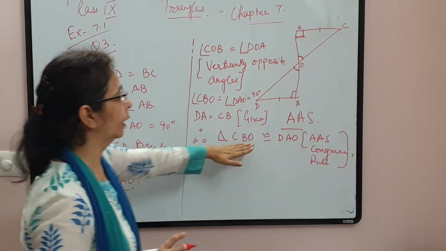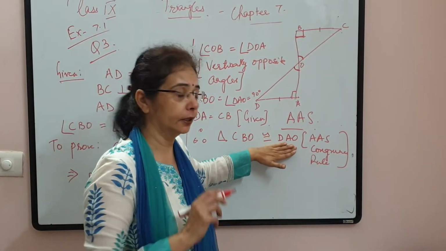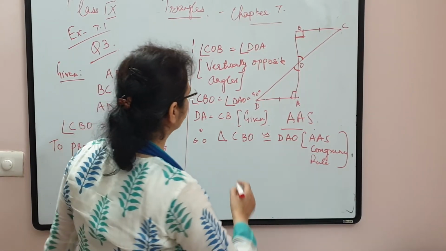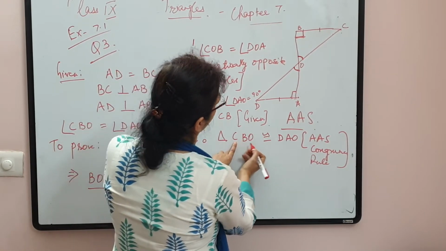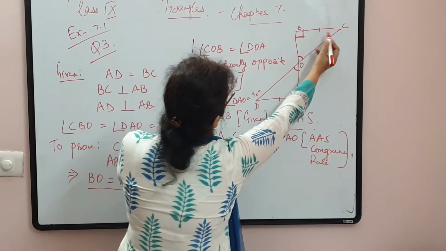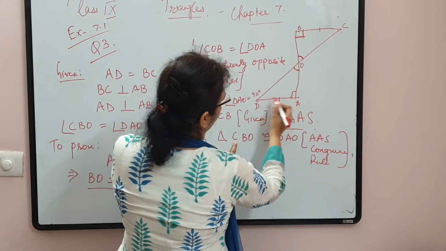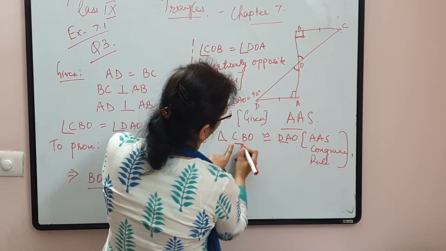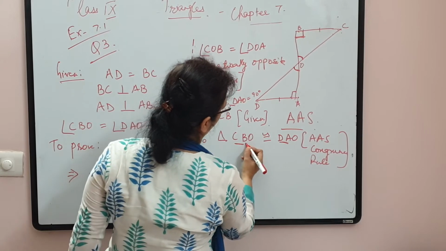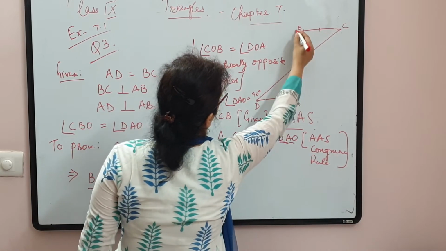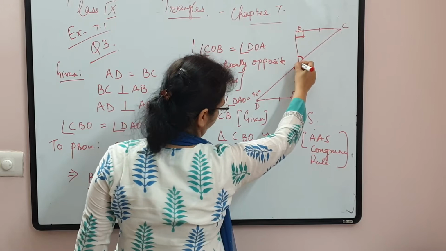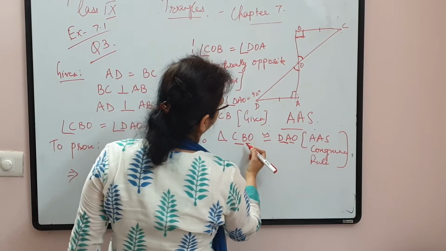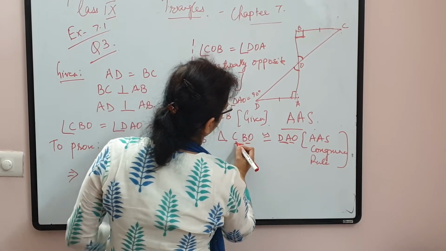Now check whether you have written these and the sequence of these alphabets properly. How will you check, children? You check CB is equal to DA. CB is equal to DA, right? What is next? See, you are comparing like this. BO is equal to AO. This is going to be an implication because you have to prove it.